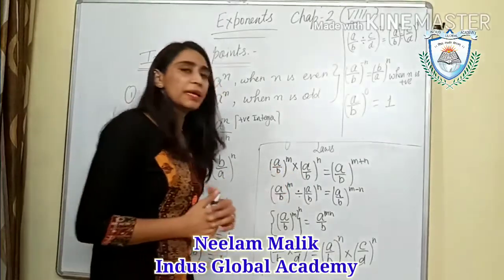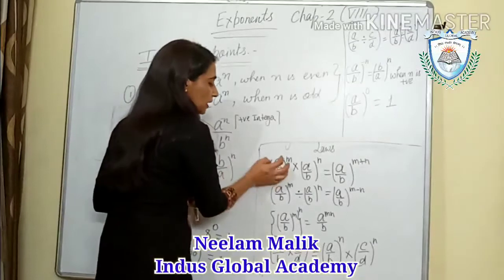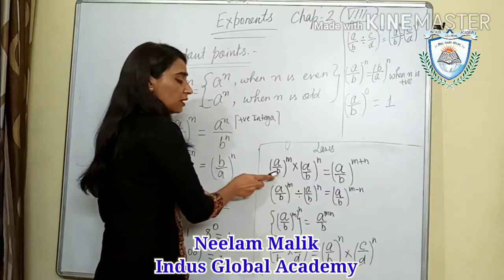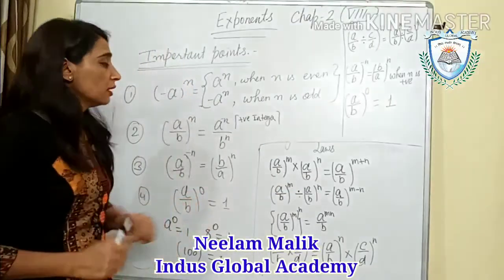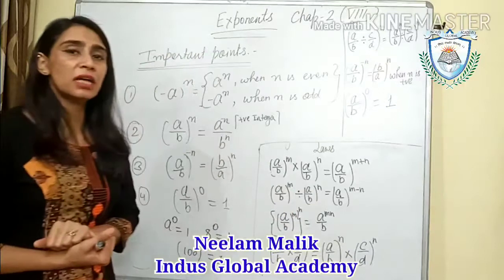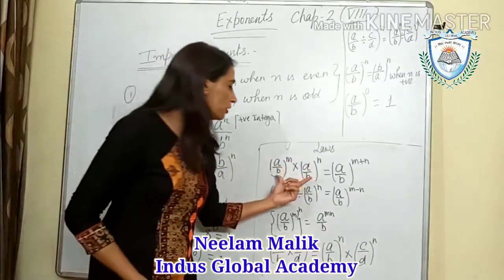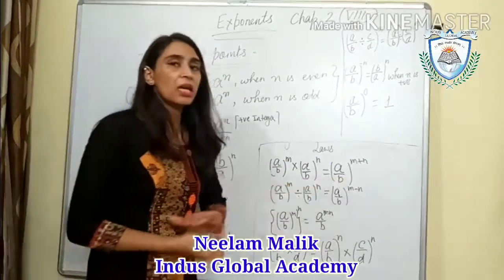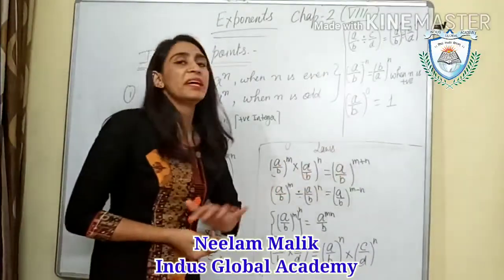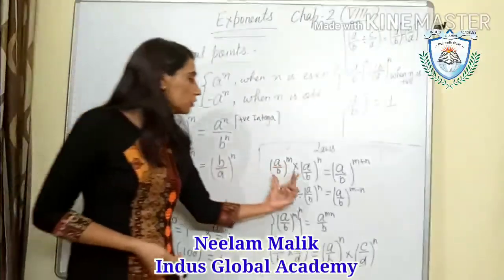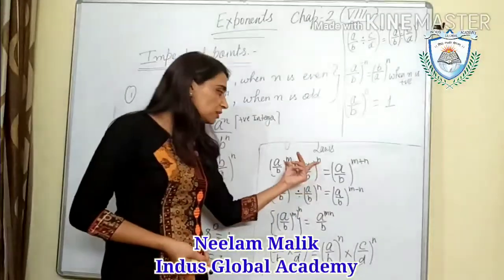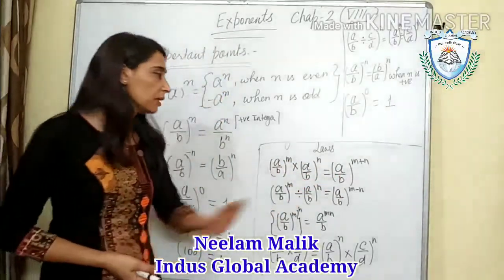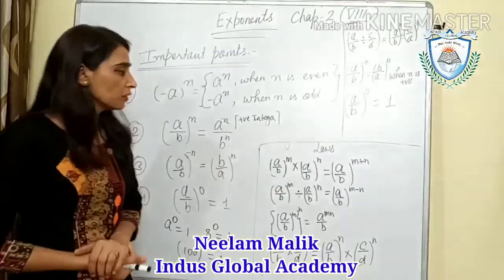When the base is the same, here the base is same. Base means this, this is the power, this is the base. Our base is same, a upon b, here is also a upon b, and the powers are different. So what will we do? When bases are the same, whatever is the same we take one time, so it will be a upon b, and the powers will be added in multiplication. If the base is same and powers are different, and they are given in multiplication, we write the base one time and then the powers will be added.